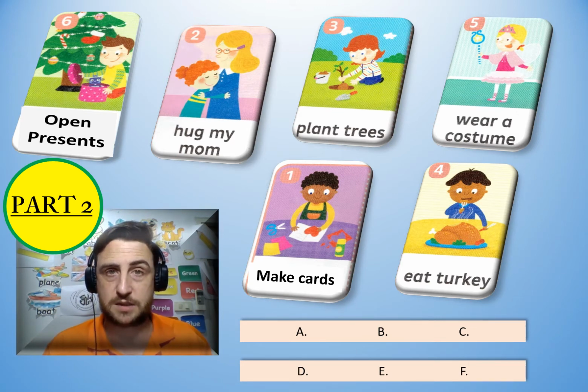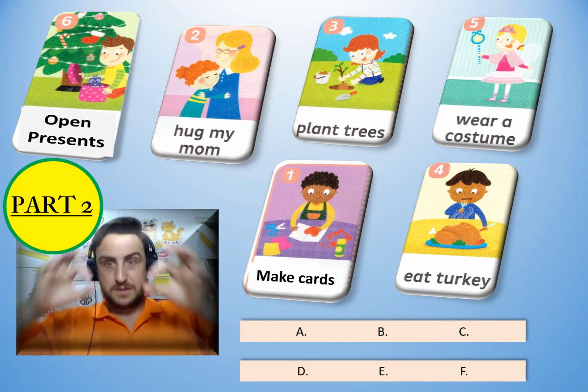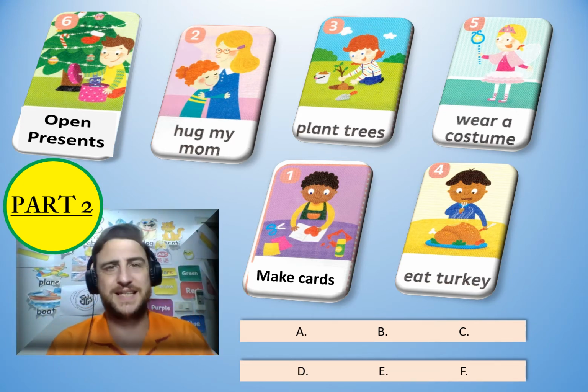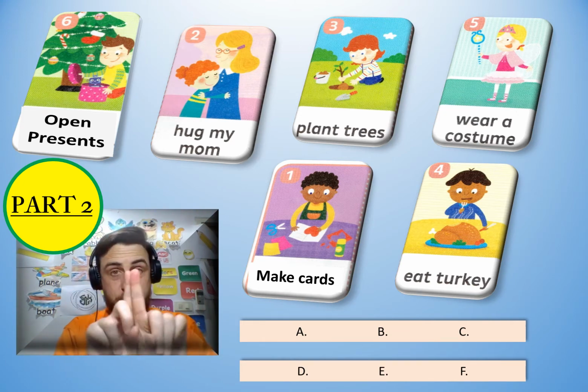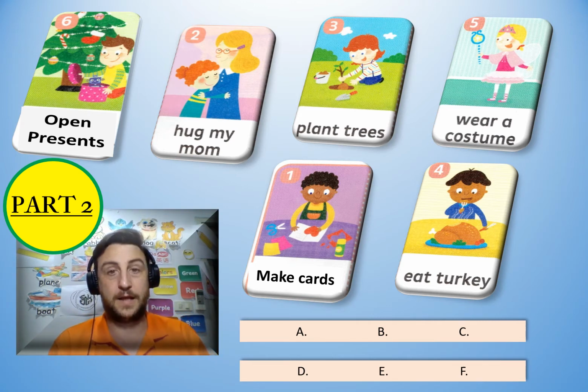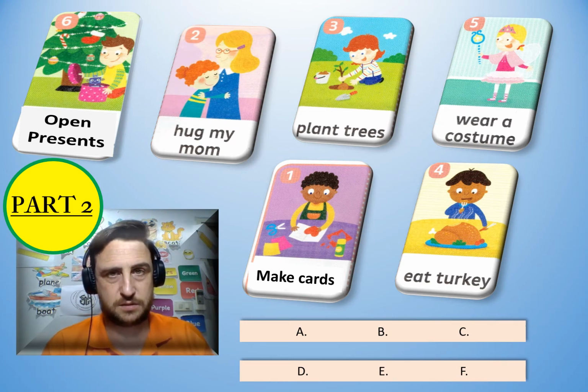Okay. C. Plant trees. D. Wear a costume. So what is the number for wear a costume? Write it next to D. E. Open presents. And the last one, F. Make cards.